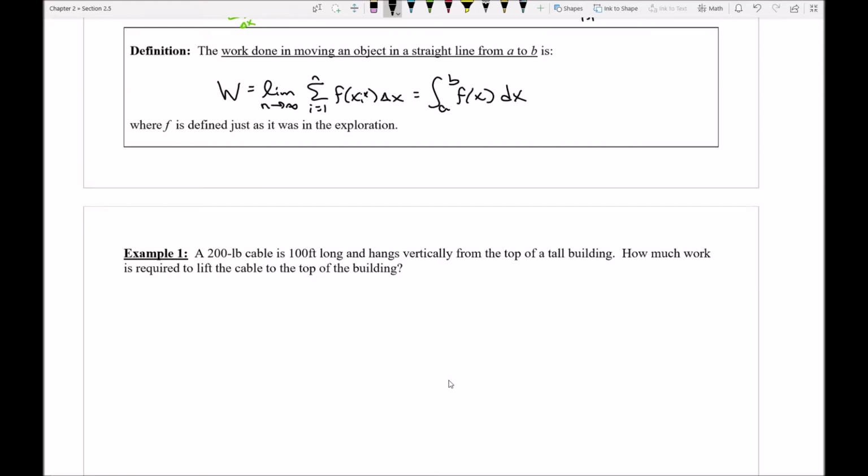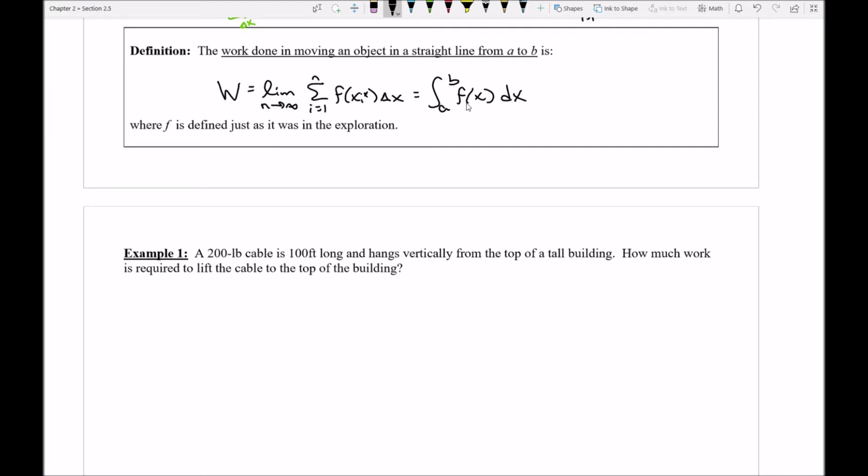So in the last video, we took a look at this definition of how we could come up with an idea for how to compute the work as I move an object in a straight line from A to B. And what we saw is that we needed to have a function that defined the force acting on the object at any given time. Now, this is actually one of many different possible ways that we could try to think about the amount of work that is going to be computed.